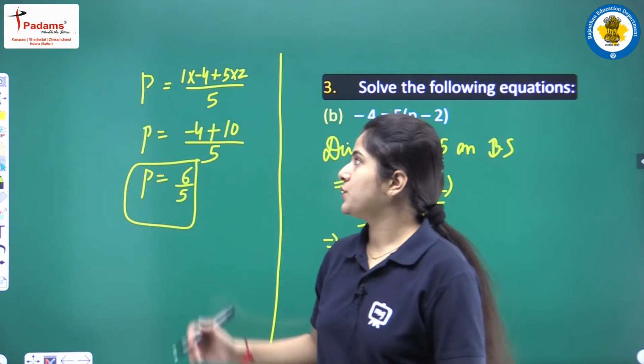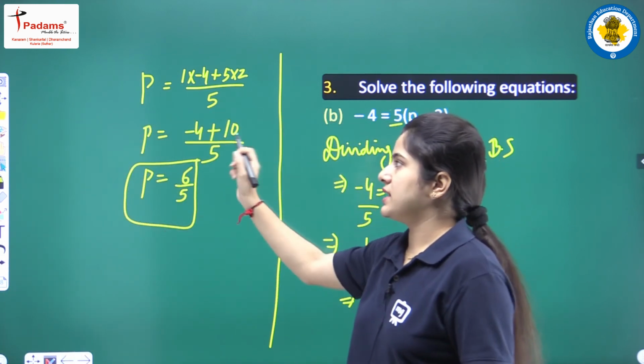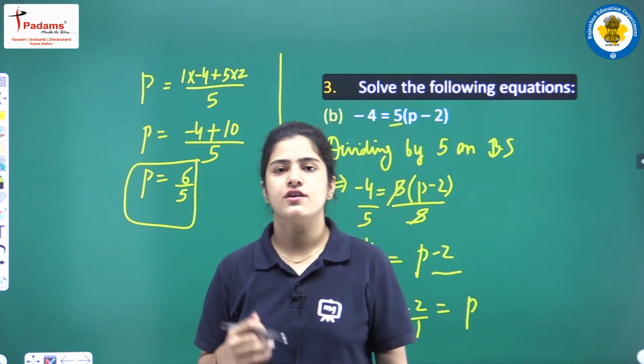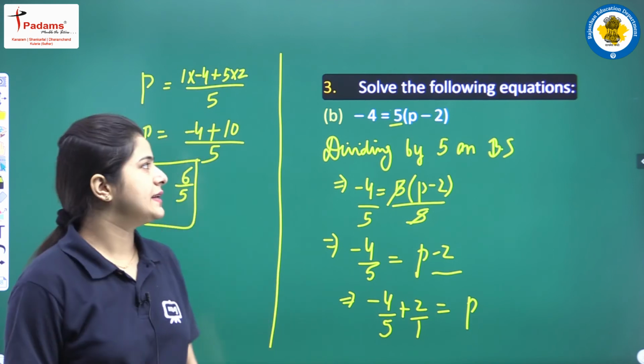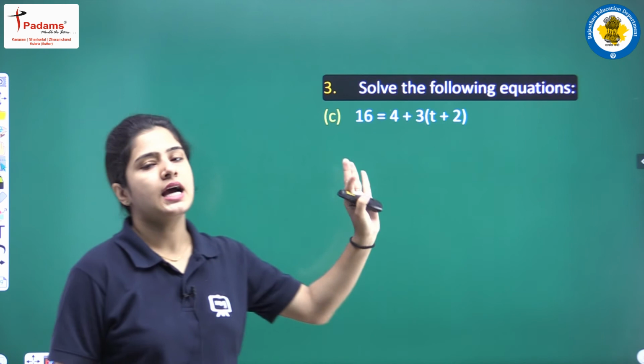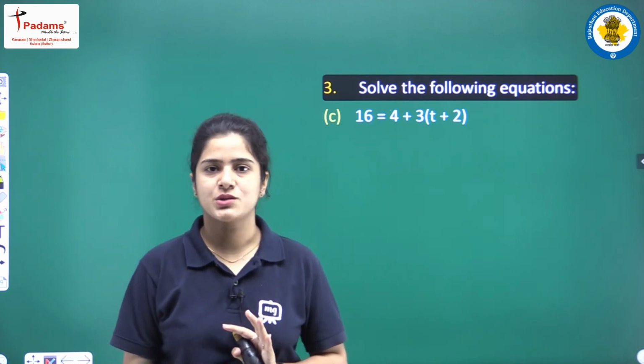Have a look here, you can see minus 4 plus 10, okay. 10 minus 4 is equal to 6, so 6 upon 5 is your solution, okay students. Having a look at another question, that is part C. 16 is equal to 4 plus 3T plus 2, okay students.